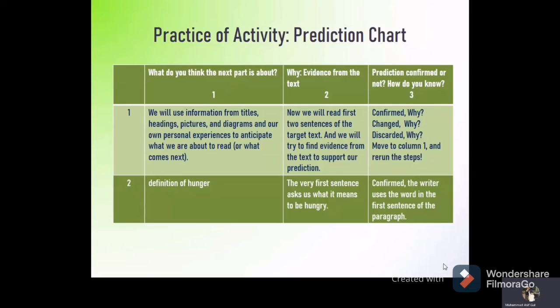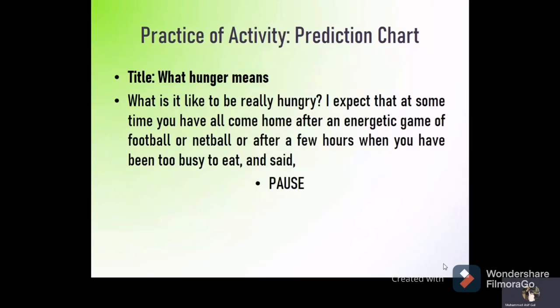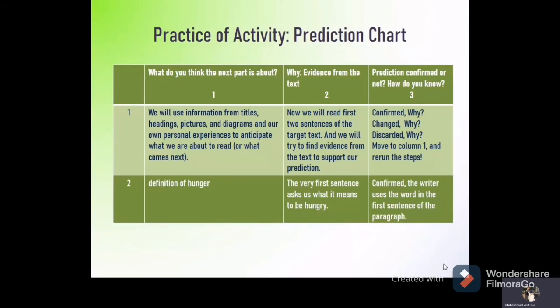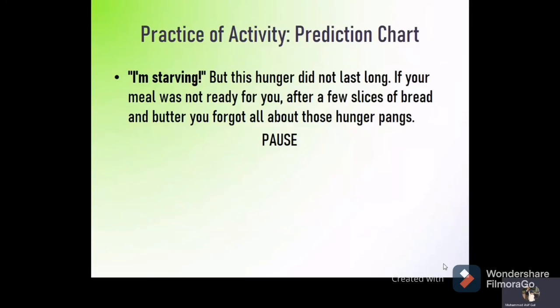In the third column, we will be writing that our prediction has been confirmed. Why? Because the writer uses the word hunger in the very first sentence of the paragraph. You can see it: what is it like to be really hungry? The word hungry has been used in the very first sentence. So it means that our prediction is true. It came true. We found evidence for it, and it has been confirmed that in this paragraph, we will be talking about hunger. Let's move ahead.